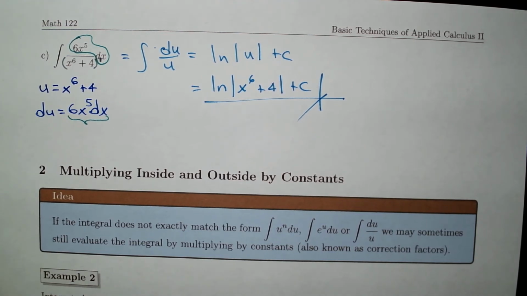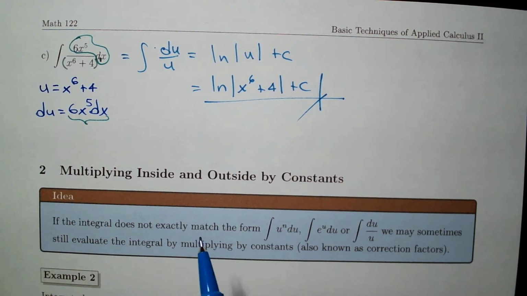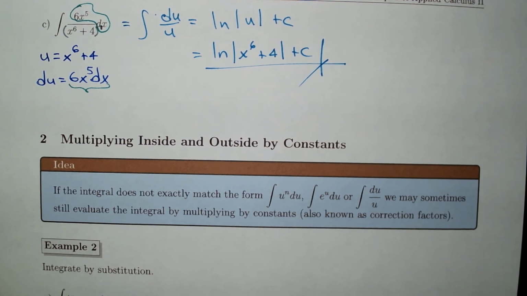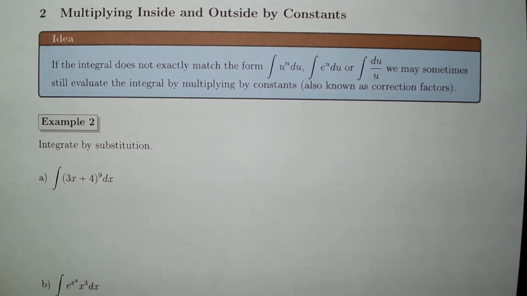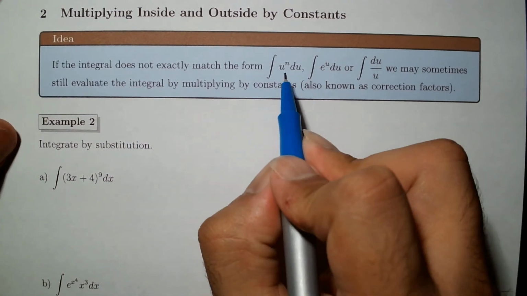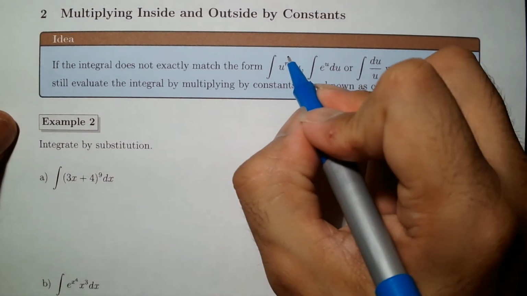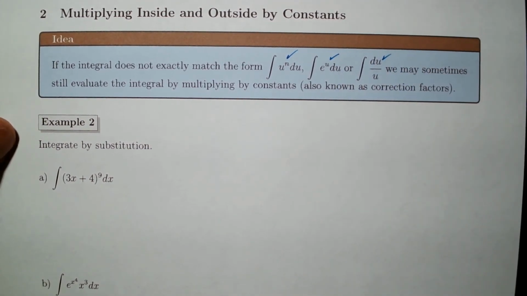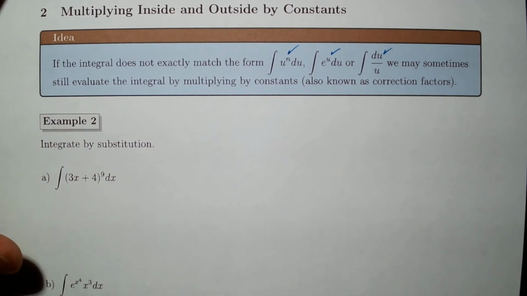Now, throughout these examples A through C, everything has worked very nicely in terms of u du. However, in most cases, we are going to get examples in which we need to make some adjustments, which is multiplying inside and outside by constants in order to have our u and the du match. Because ultimately this is what we want to obtain: something that looks like u to the n, e to the u, du over u, as we did earlier in these few examples.